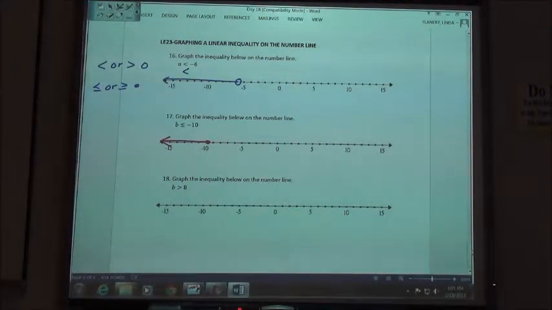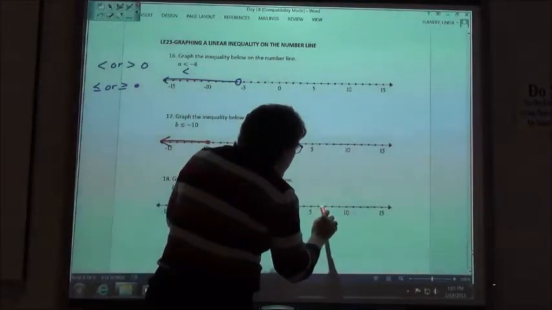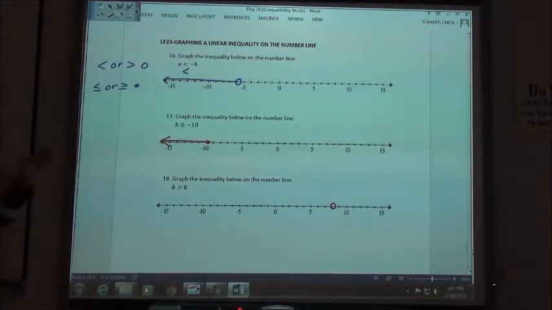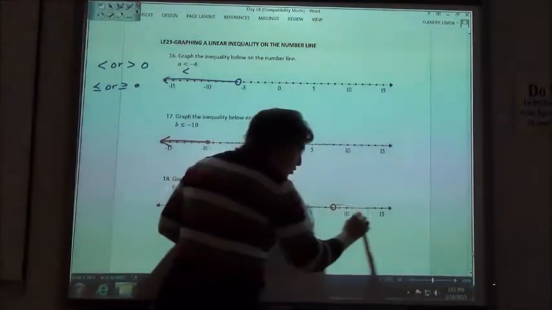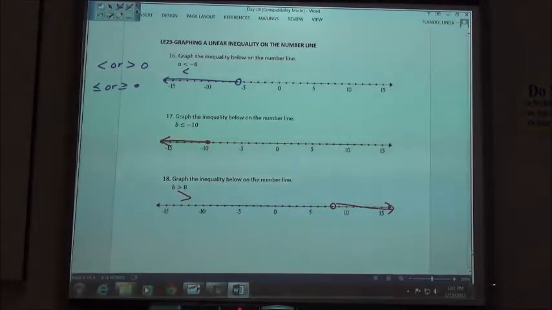So number 18, if I'm doing B is greater than 8, what kind of mark do I want to have on the 8? The open circle on the 8. 5, 6, 7, 8, and I'm going to shade which direction from there? To the right, because greater than, notice, points this way, just like the end of my number line points that way. All right, so that's what you were supposed to get done yesterday.